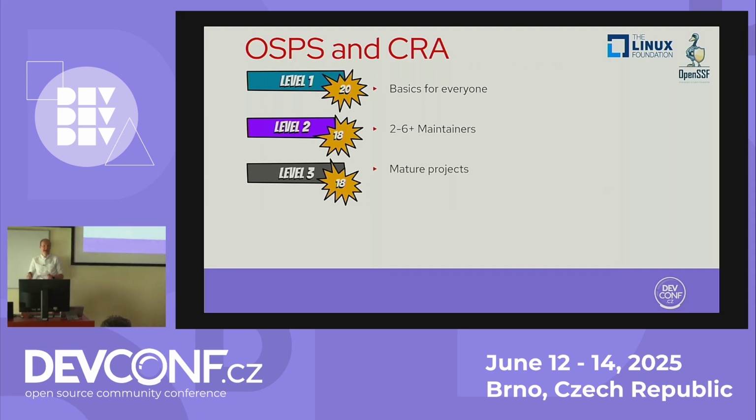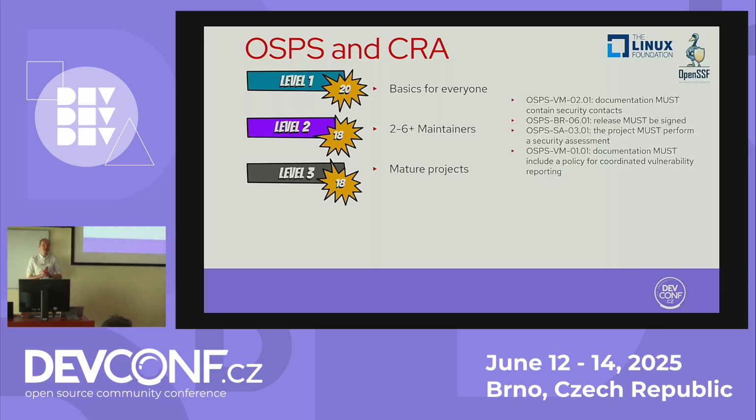Now, how could it help with the Cyber Resilience Act? I mentioned there are 56 best practices, spanning 3 levels: level 1, level 2, and level 3, the most mature. Level 1 is really the basics for everyone. It doesn't take any extra resources to implement, just applying general practices. Level 2 is suitable if you have more maintainers. Level 3 is really for mature or graduated projects, like those under the major foundations.